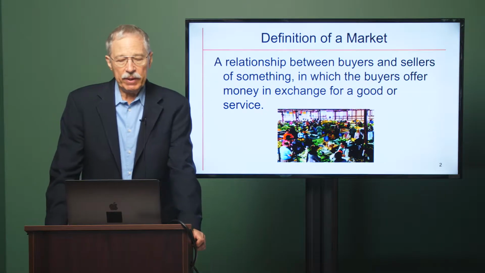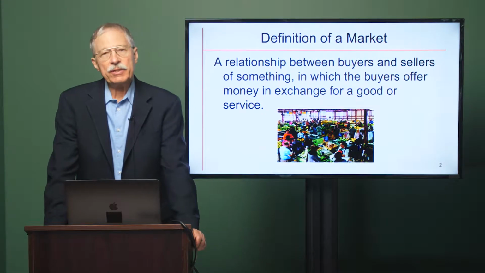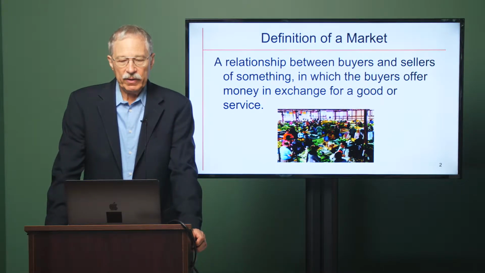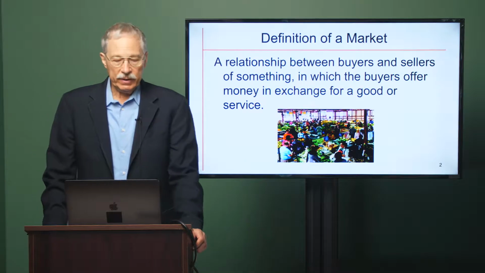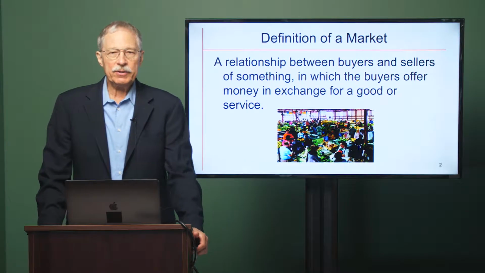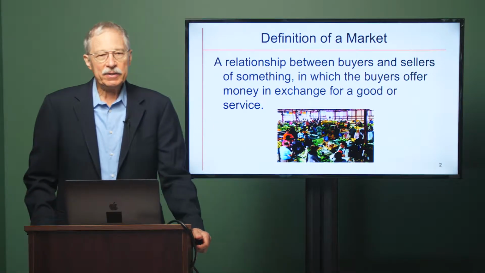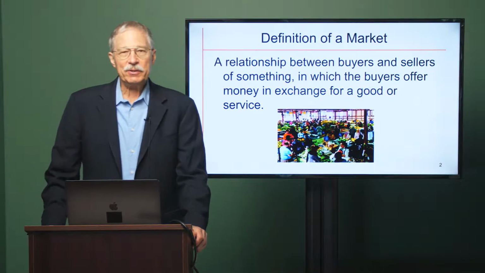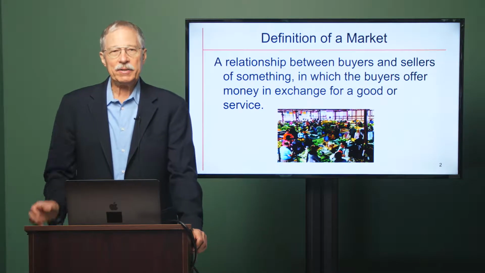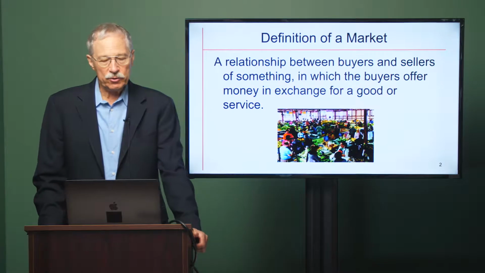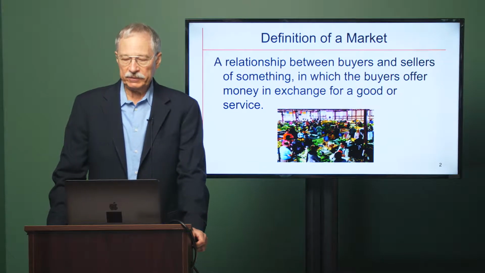What economists mean by a market is a relationship between buyers and sellers of something, in which the buyers offer money in exchange for a good or service. In everyday language, a market is a place where you go to get something. But to an economist, a market is an abstract relationship between these two groups, buyers and sellers.